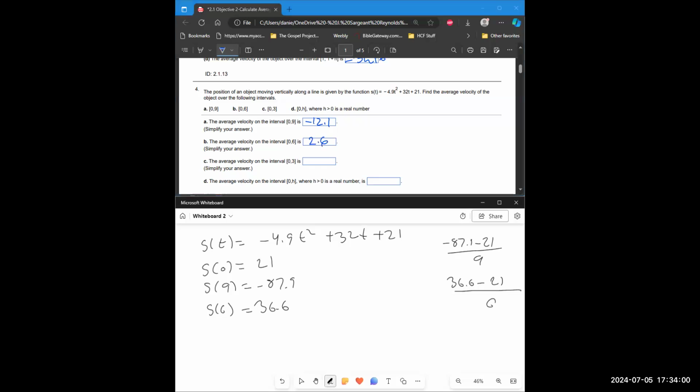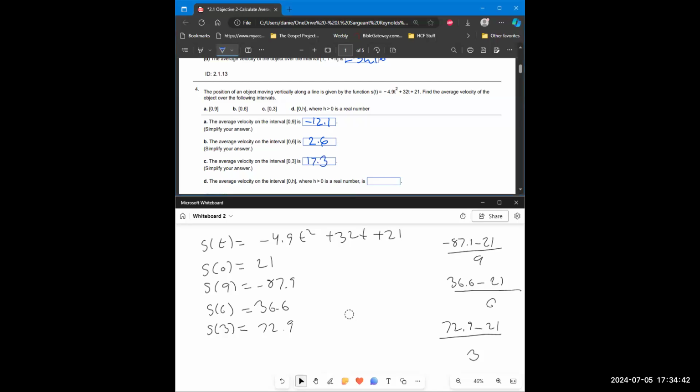And then s of 3 is negative 4.9 times 9 plus 32 times 3 plus 21, which is 72.9. 72.9 minus 21 over 3 is 17.3.